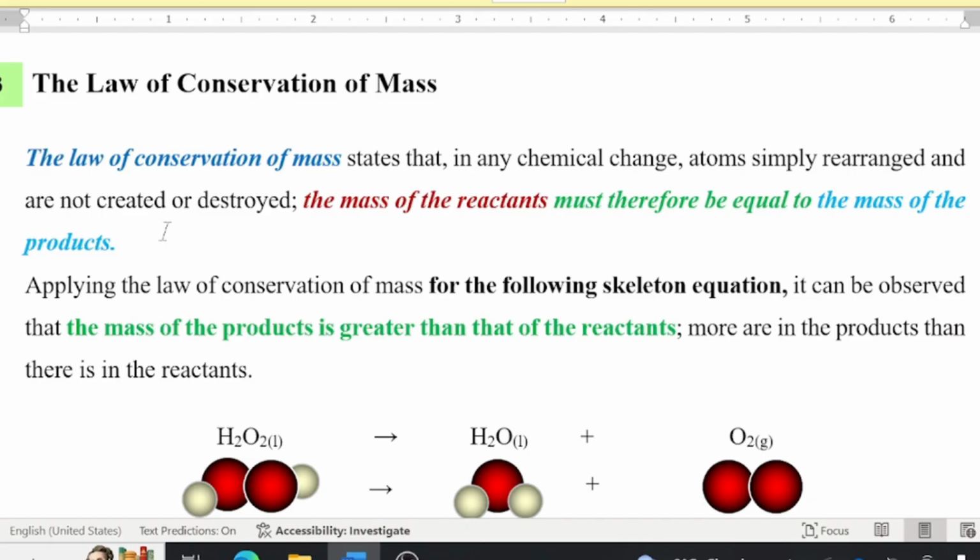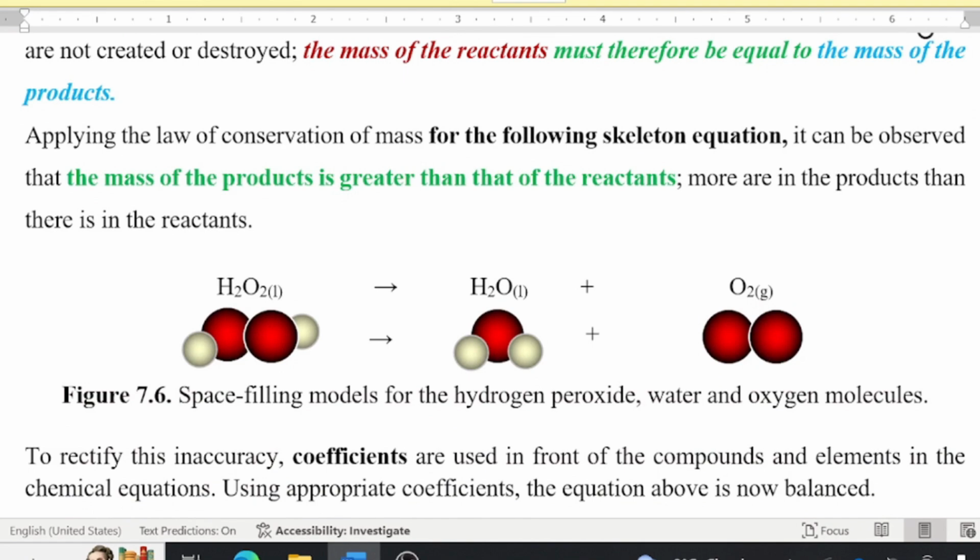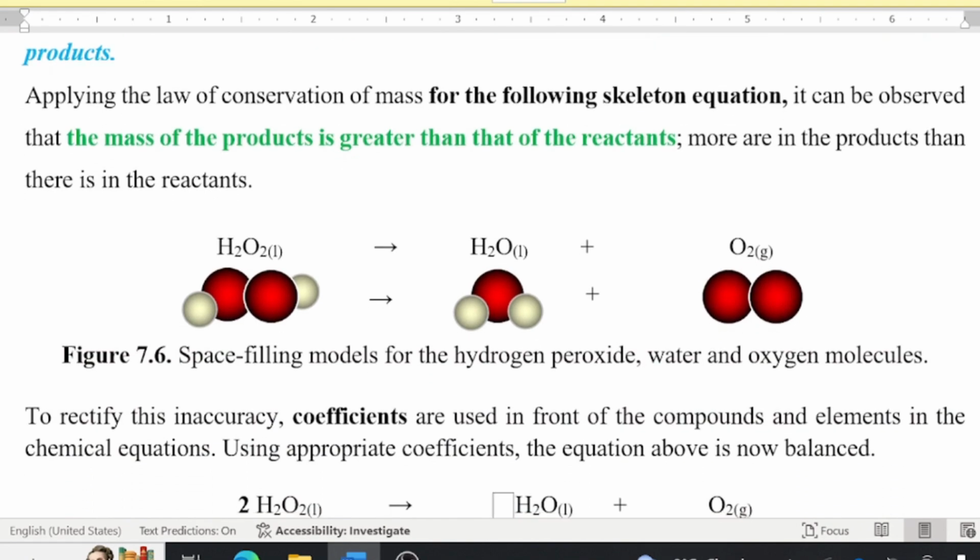So this is telling us that there are no changes in mass after the reaction has taken place. And this is what is referred to as the law of conservation of mass. The mass of the reactants is exactly the same as the mass of the products when they're formed. So we're going to look at this skeleton equation here. We're using a space-filling model of hydrogen peroxide to show you how it decomposes into water and oxygen.